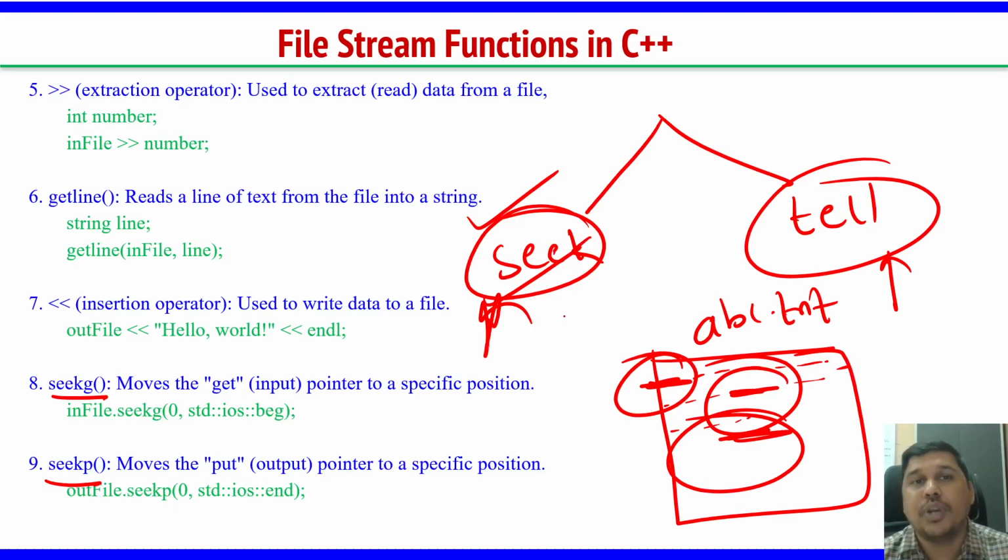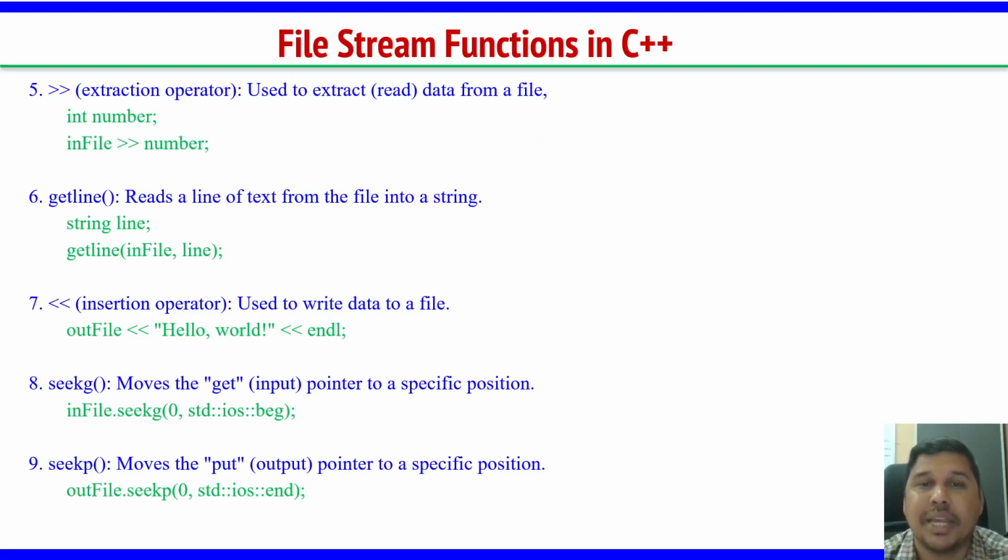The seek function will help you move to a particular location in that file, to the first line, to the 10th line, to the last line, to the beginning of the line. If you want to move your cursor, you can use the seek function. If you want to know where your current cursor is, you can go for the tell function. In that we have variations: seekg and seekp, and tellg and tellp.